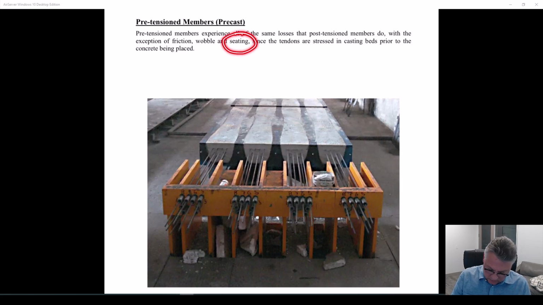And because of the nature, they don't have a seating loss. So they stress their tendons before the concrete ever gets placed. They stress their strands, I should say. That's all seated and all taken care of before we even put the concrete on. So the concrete will then get poured in this mold. These will eventually get cut off, and through bond, they transfer the compression in. But there isn't a seating loss like there is in post-tension concrete.